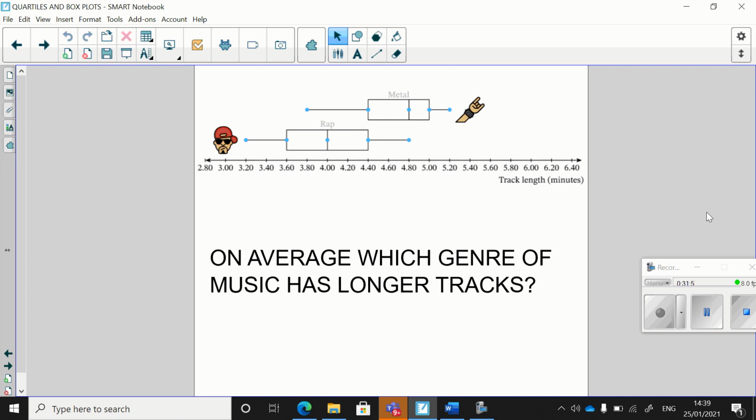What do you think here? On average, which genre of music has longer tracks? I'll let you answer it. It's not all about me, it's about you. So you have a little think about that.